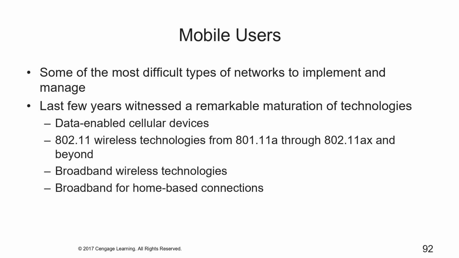So, data-enabled cellular devices, 802.11 wireless, from A to N and AX and everywhere in between, broadband wireless technologies, dial-up and broadband for home-based connections. But how does this normally work? Well, mostly with DHCP.